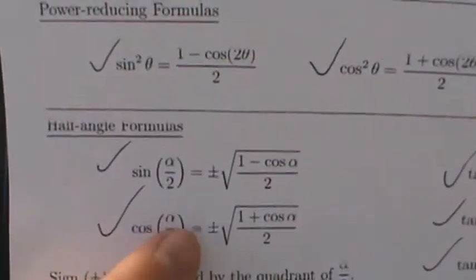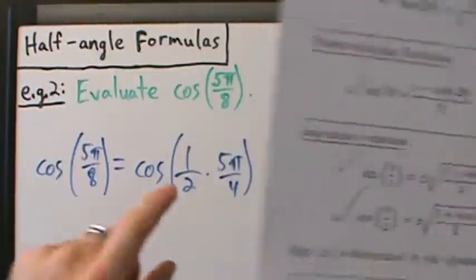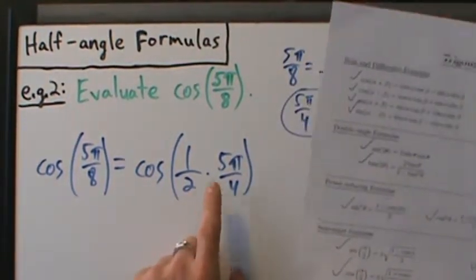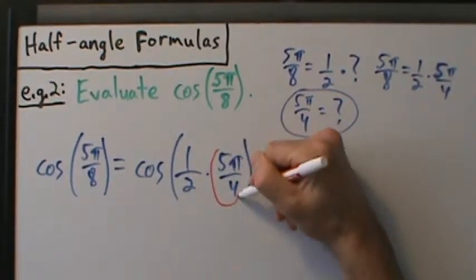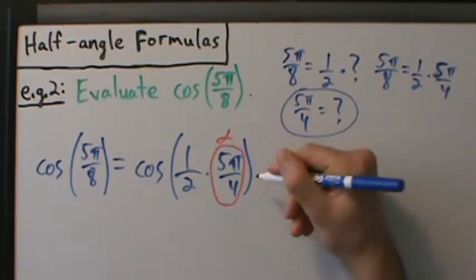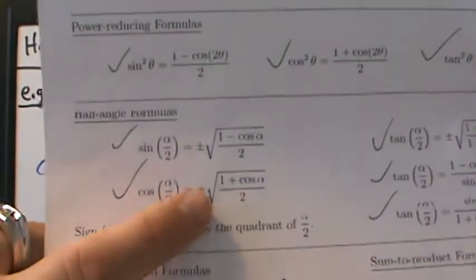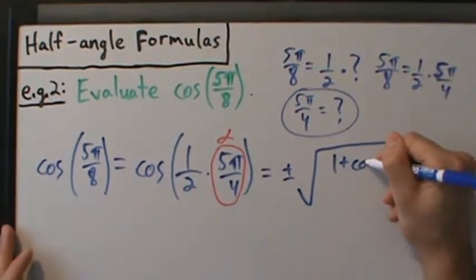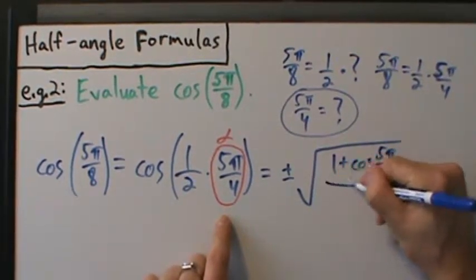Cosine of alpha over 2 is plus or minus the square root of 1 plus cosine alpha all over 2. So what's alpha? Well, here we have the 1/2, that's the over 2 part. So then everything that's left over is the alpha. So 5 pi over 4, this right here is going to be our alpha. So when we use the half-angle formula here, we have plus or minus the square root of 1 plus cosine alpha all over 2. Square root of 1 plus cosine of 5 pi over 4, and then all over 2.